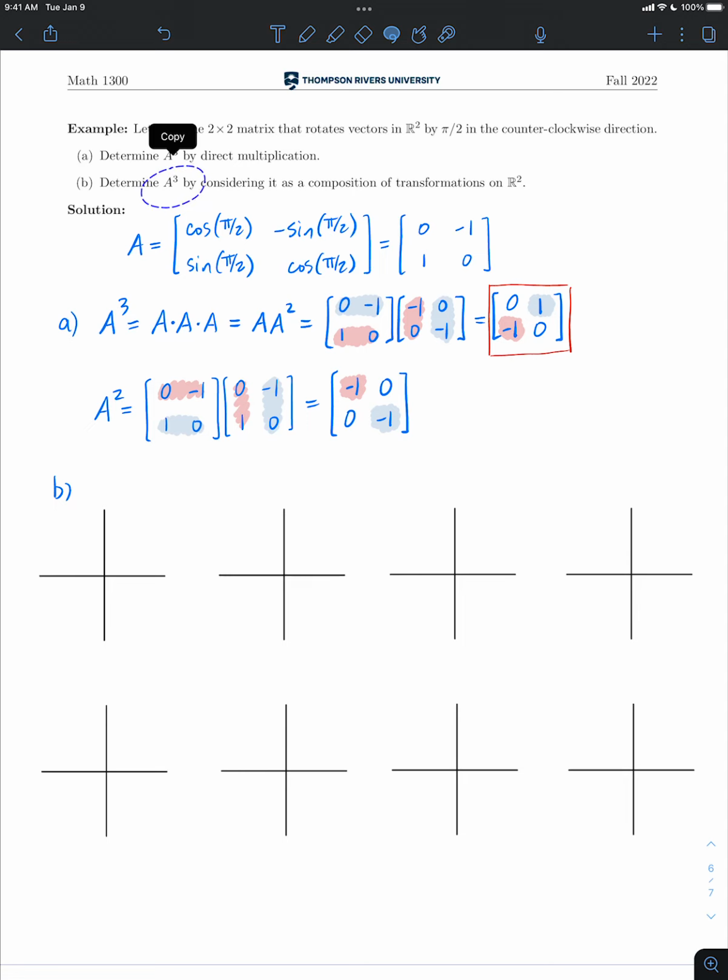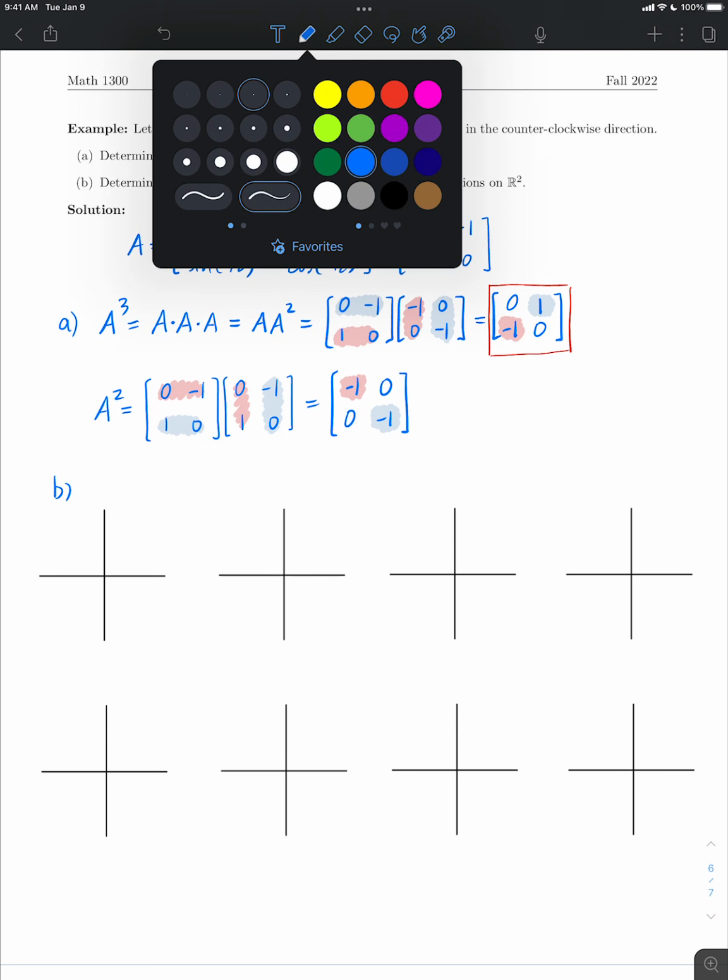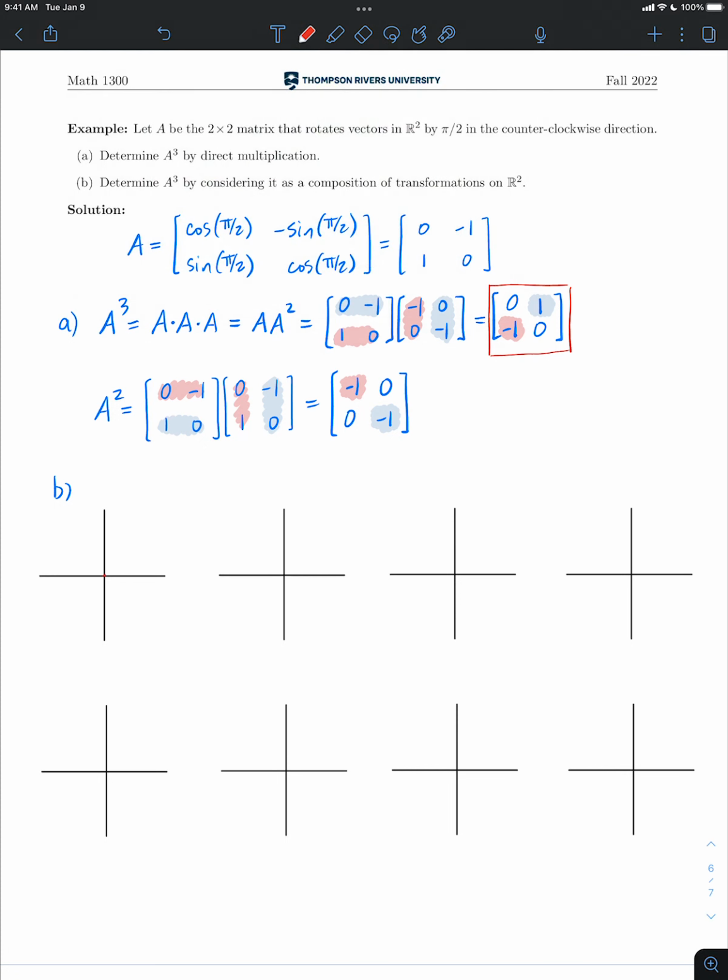So let's think of A. First of all, let's keep it simple. Let's start with just A as a linear transformation. Well, if we viewed it as a linear transformation and you wanted to know what it would do to the standard basis vectors, what would you do? Well, we know what it does, right? It rotates vectors in the counterclockwise direction by pi over 2 about the origin.